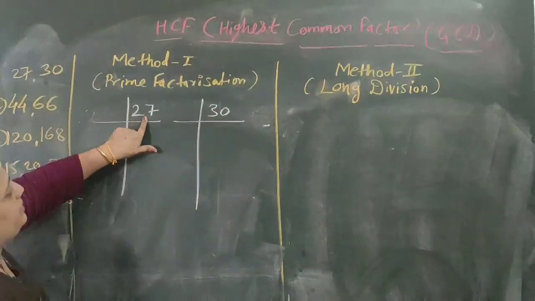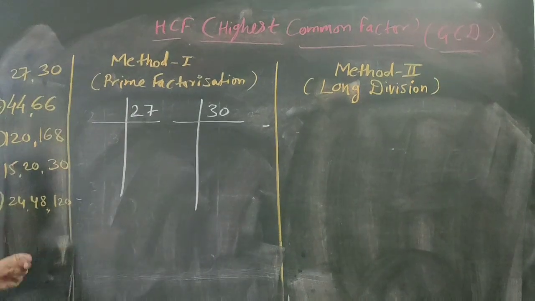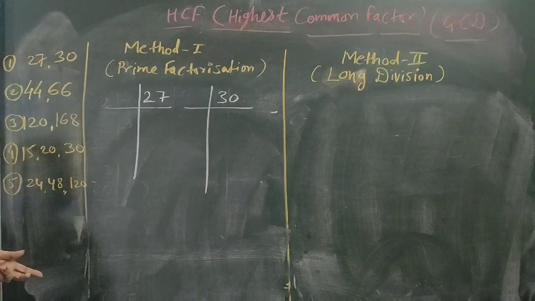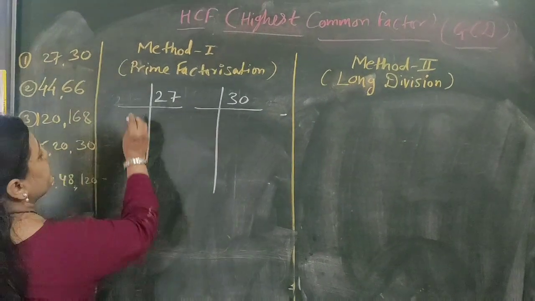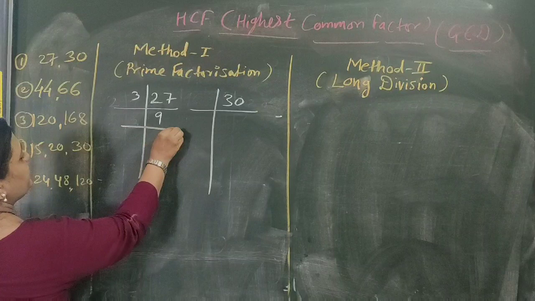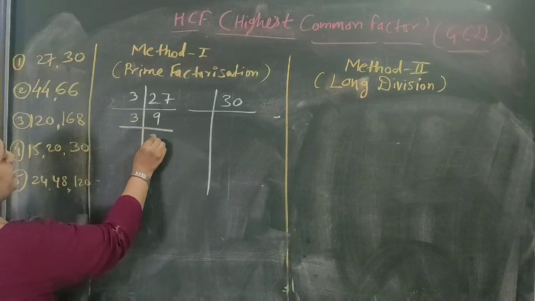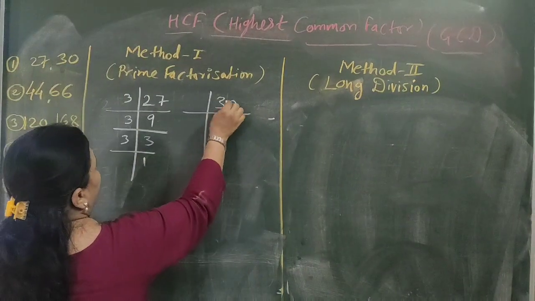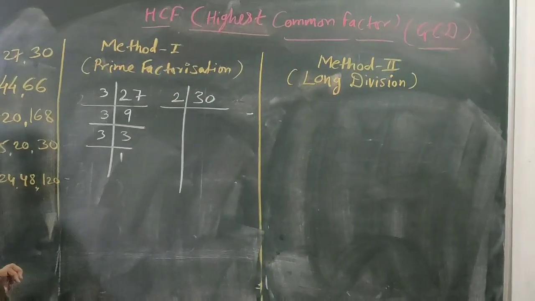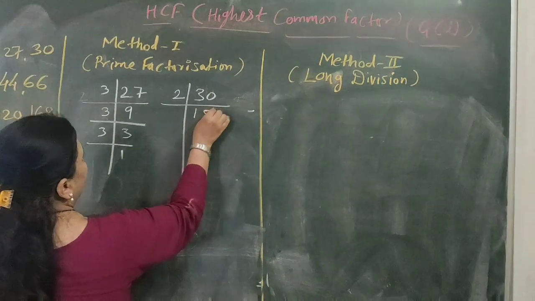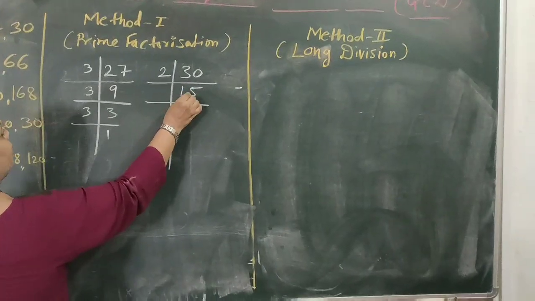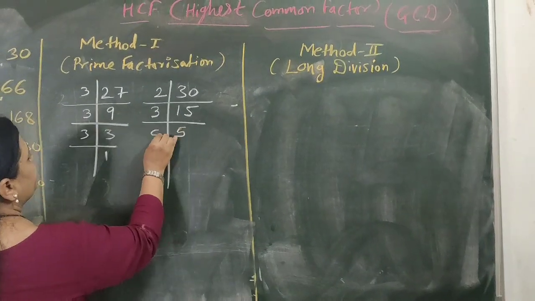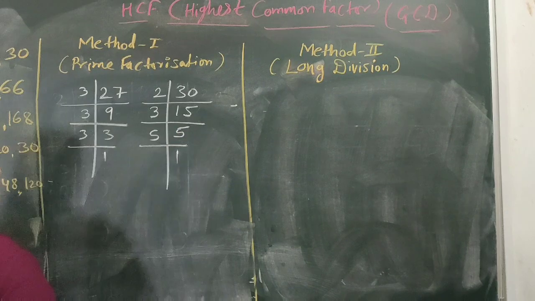So 27. First we have to check the smallest prime number, which is 2. 27 is not divisible by 2, so we will go for 3. 27 is divisible by 3. 3 9s are 27. 9 is divisible by 3. 3 3s are 9 and 3 1s are 3. Now 30. 30 is divisible by 2, so we will divide it by 2 first. 2 15s are 30. Now 15 is not divisible by 2 but it is divisible by 3. 3 5s are 15. 5 1s are 5.